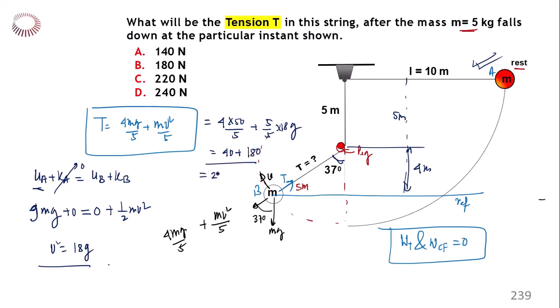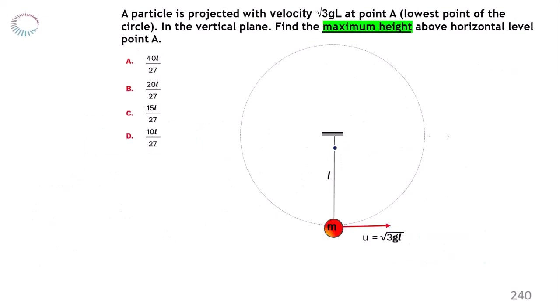220 Newton is the tension at this point. So this is a case of simple vertical circular motion. When the particle is coming from point A, it hits a peg, and once it hits the peg, it starts to go around another circle of radius 5 meter, and you are asked to calculate the velocity at that particular instant. Okay, so moving on to the next question.